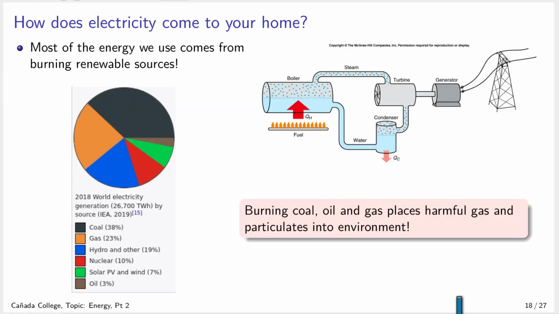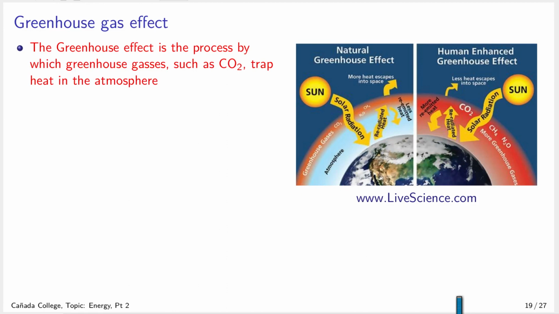Okay, and the other problem with using non-renewable energy is also, as I said, burning things like coal and oil and gas produces harmful toxins that are put into the atmosphere. Now, to understand the role of these toxins or these gases that are released by burning coal and natural gas, we have to understand something known as the greenhouse gas effect.